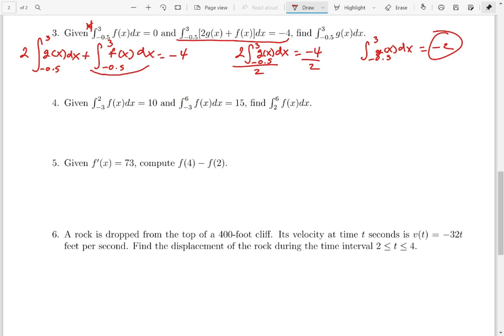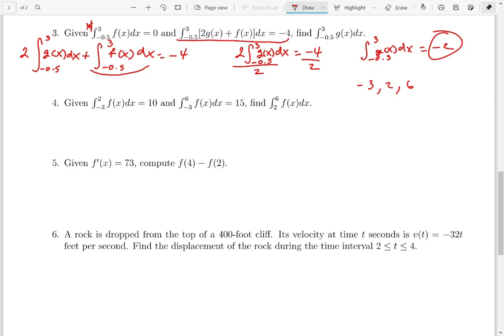So here we're given that the integral from negative 3 to 2 of f of x dx is equal to 10. And the integral from negative 3 to 6 of f of x dx is equal to 15. And we're supposed to find the integral from 2 to 6 of f of x dx. Well, recognize that this property is the integral over adjacent intervals. And notice that we get negative 3 up to 2 and then up to 6. And so we can use these three numbers to break up our intervals.